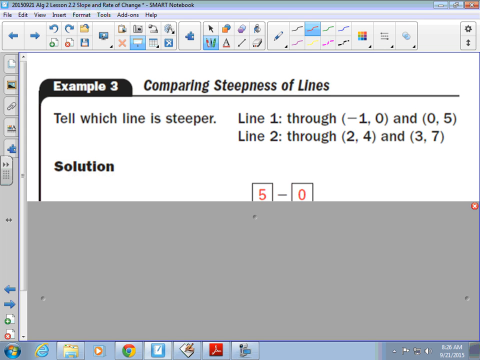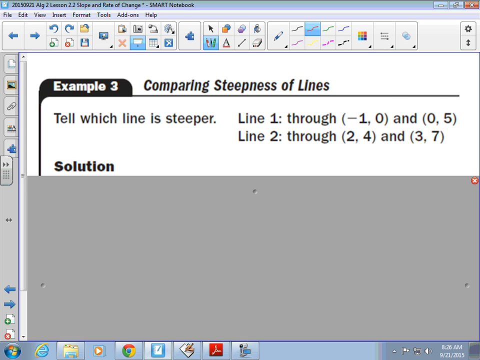So let's look at our slopes real quick without even looking at all this other stuff. 5 minus 0 is 5 for that one. 0 minus a -1 is 1. So the slope for that one's 5. You should be able to do it that quick. Y'all learned slope already. 7 minus 4 is 3 for that one. 3 minus 2 is 1 for that one. So you have 5 for the line on the top, 3 for the line on the bottom.